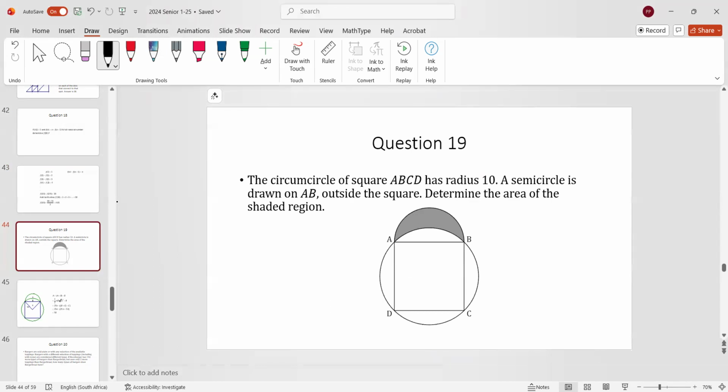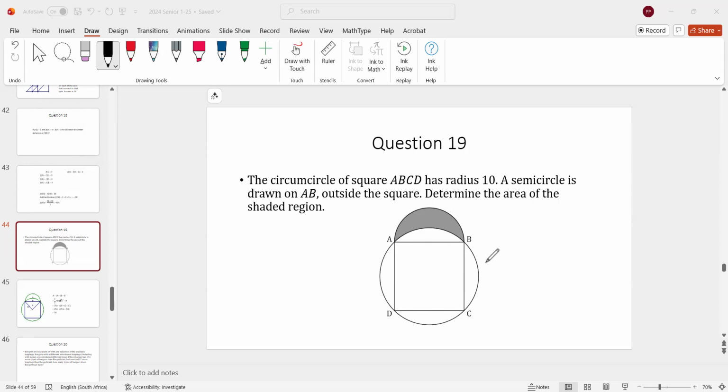The circumcircle. Circumcircle means the circumscribed circle of square ABCD. And you see here, there's your ABCD. And you got a circle which circumscribes. In other words, it contains the four vertices of that square. This is a square. So you got a square, you got a circle which goes around this, and that has got radius 10. Its radius is 10.